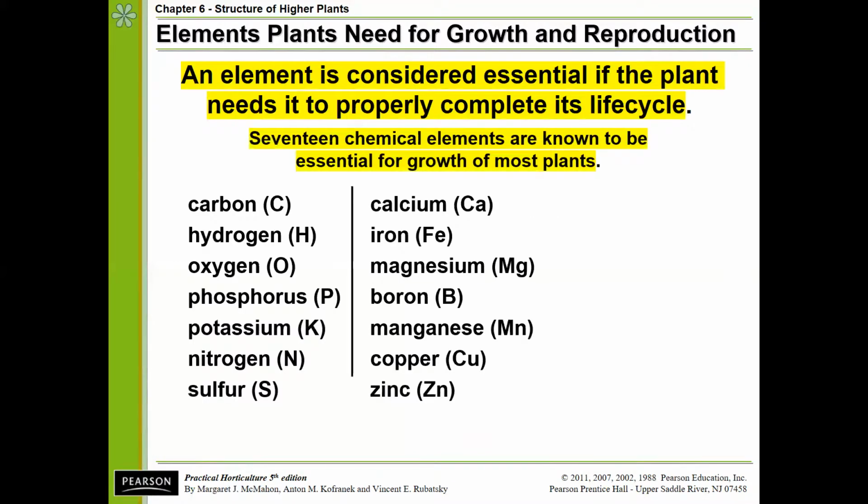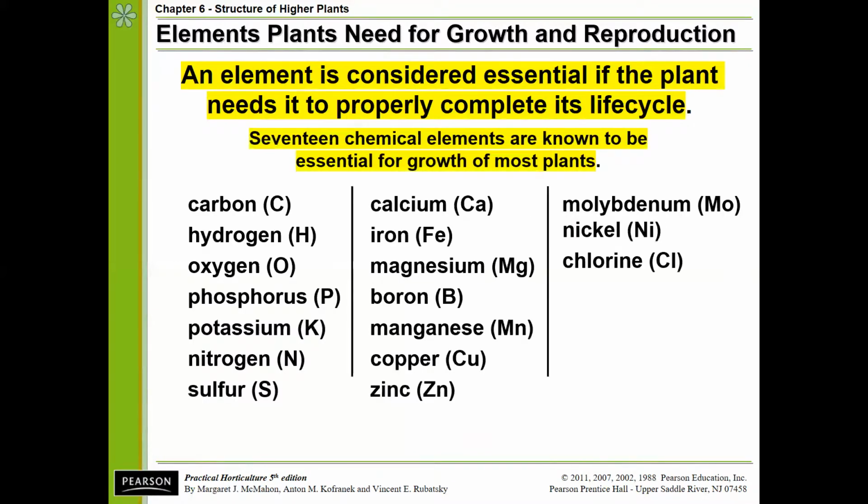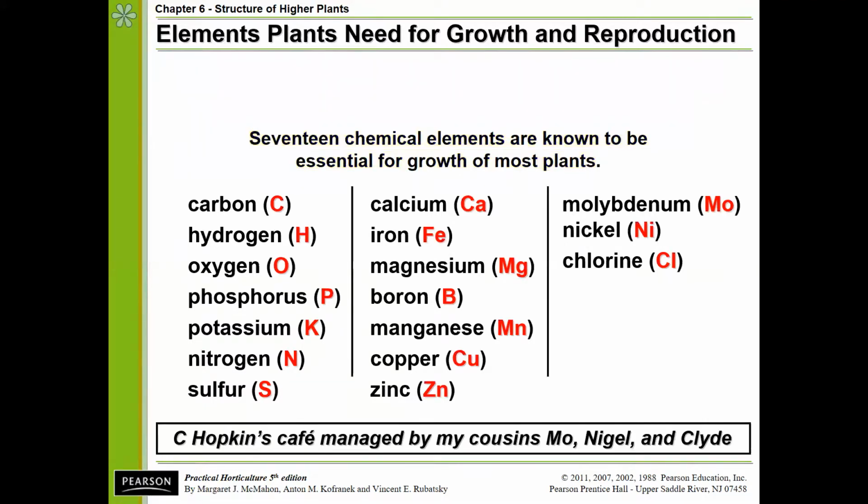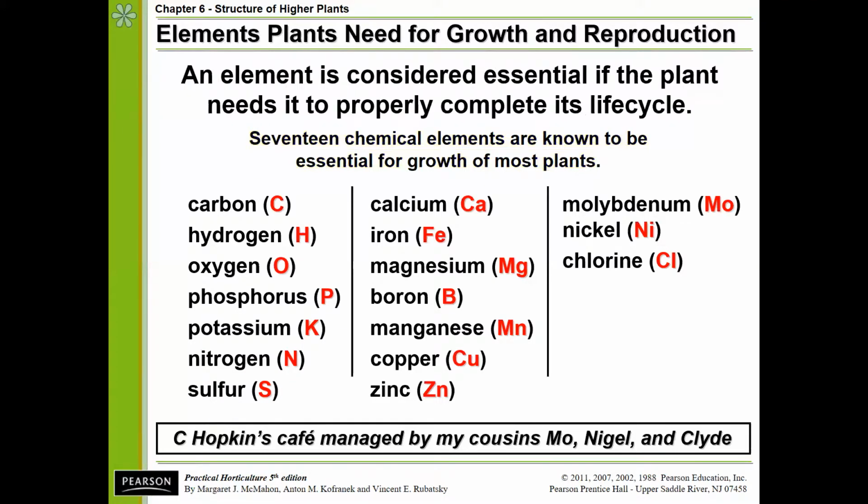And again, an element is considered essential if the plant needs it to complete its life cycle. And there are 17 essential elements for the growth of most plants. There are some plants that might need some other micronutrients as well. Some plants won't need all of these, especially when we're looking at things like nickel and zinc. Not all plants need all of them. So this is like the widest variety.